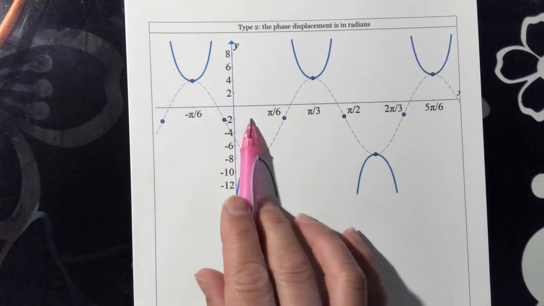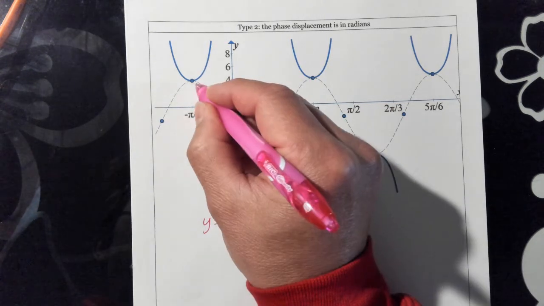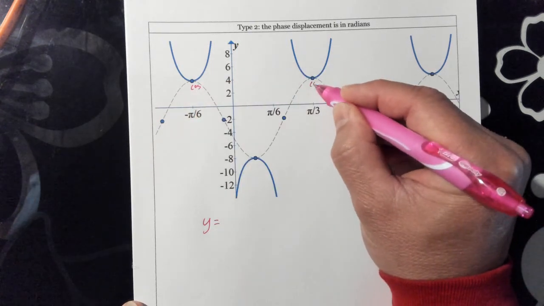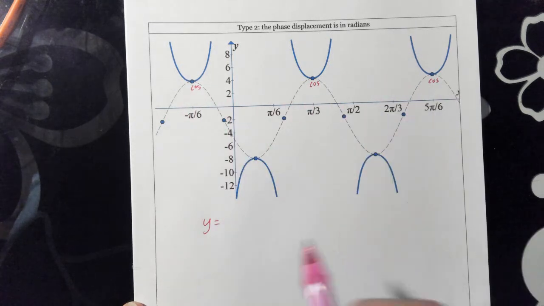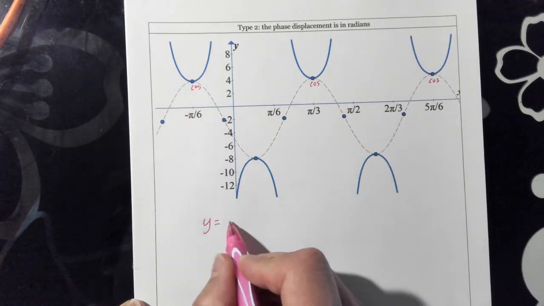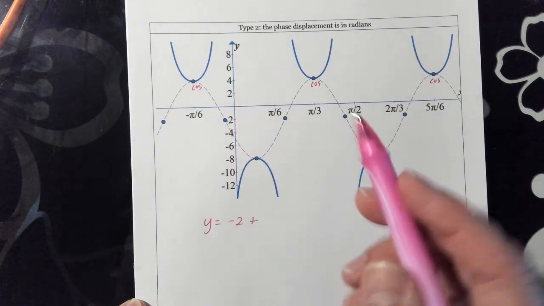Okay, middle of the road is 2. I'm going to use cosine, it's just easier, so I'm going to go with cosine first. Okay. And I'm going to show you 3 possible equations. Middle of the road is -2. Amplitude is 6.